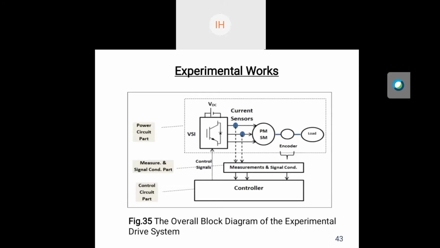So here are the experimental works. The architecture of DTC is shown in this figure 35. There are basically three major parts in the architecture. One is the power circuit part, second is the measure and signal conditioning part, third is the control circuit part. Here we have tried to design the control circuit part of this DTC.